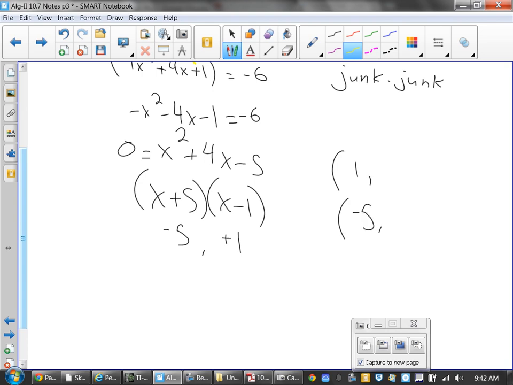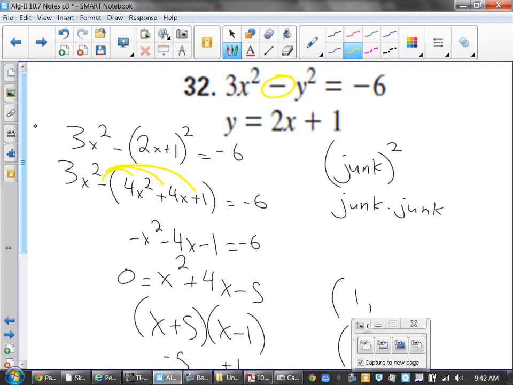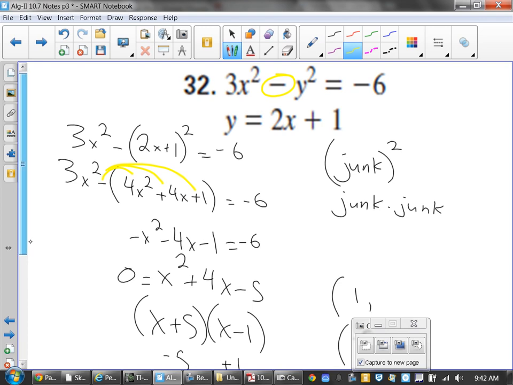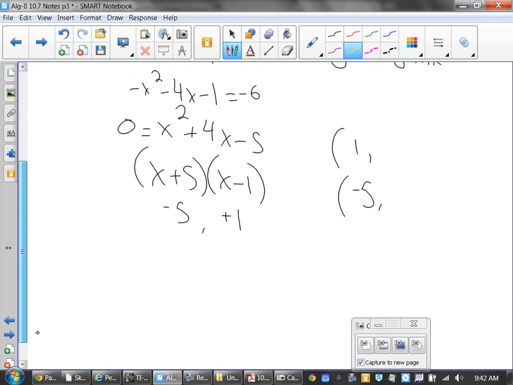And I believe one of these problems had a linear part. It already had y equals 2x plus 1. So we'll just talk our way through it. If y is going to equal 2x plus 1, what's 2 times 1? 2, plus 1, 3. What's negative 5 times 2? Negative 10, plus 1, negative 9.